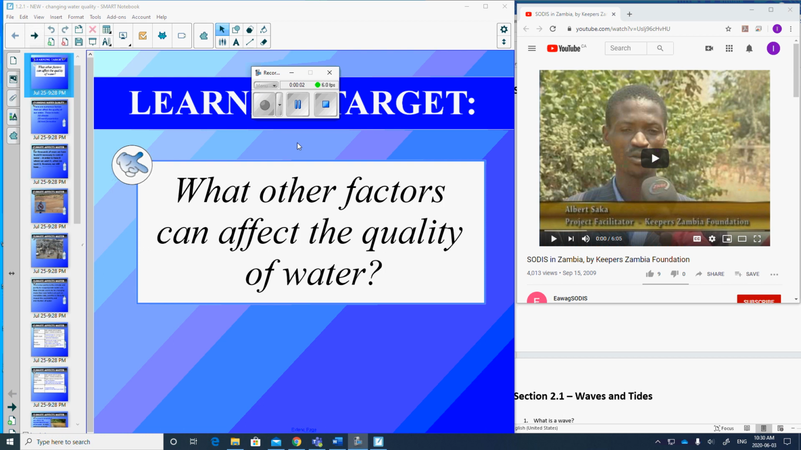Welcome to Water Quality Part 2. Yesterday we talked about indicators of water quality like clarity and organisms and salinity, and hard water like calcium and magnesium. Today we're going to look at factors that affect the quality of our water.